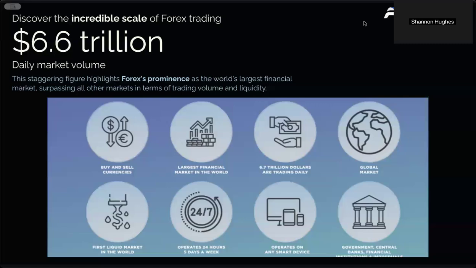But I don't know about you guys, I will take a small portion of $7 trillion. Okay, I will be very happy with that. But with the Forex market, all we are doing is buying and selling currencies at the right time for the right price in order to make ourselves a profit.